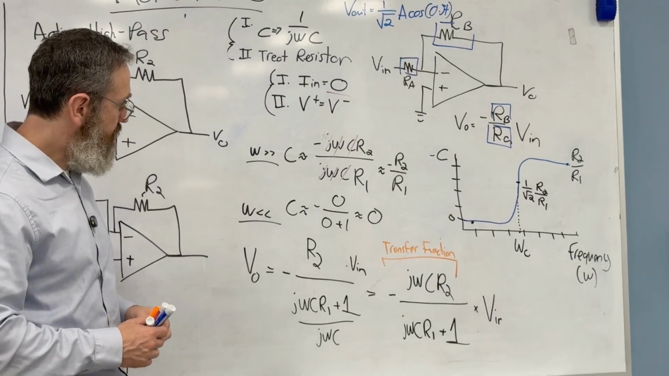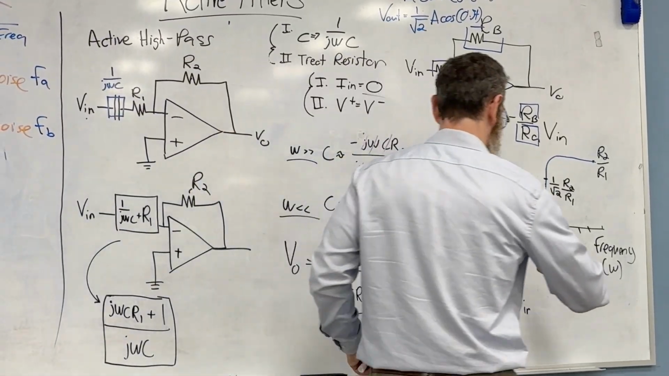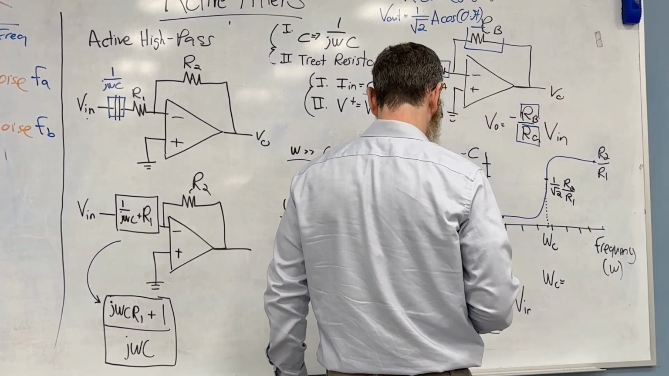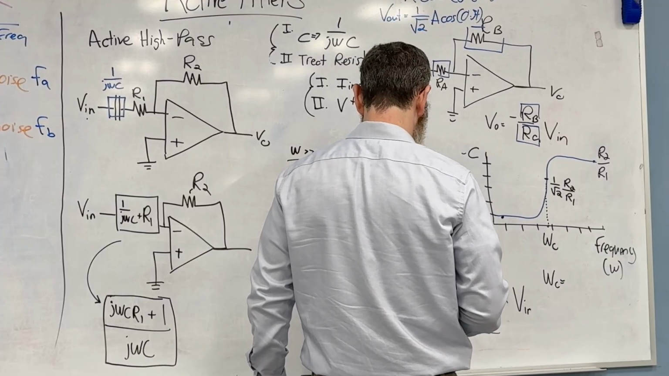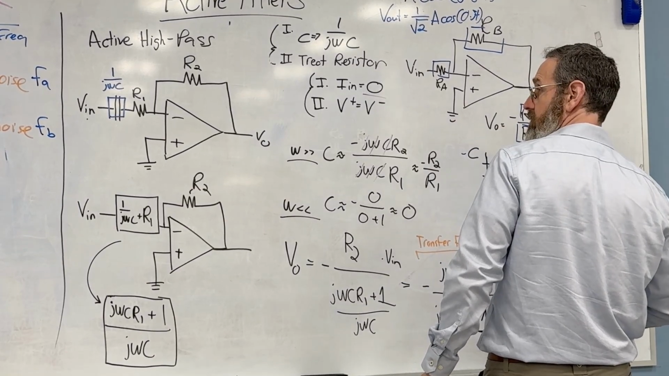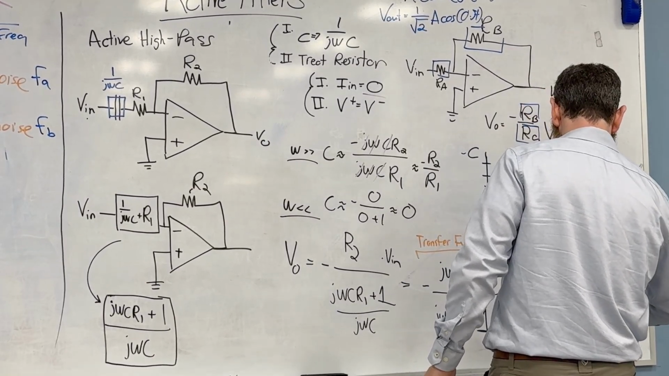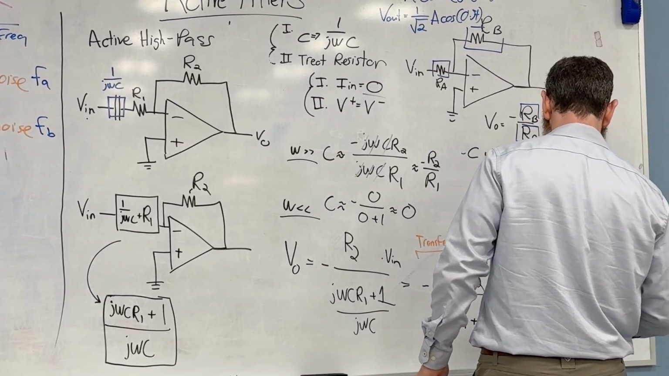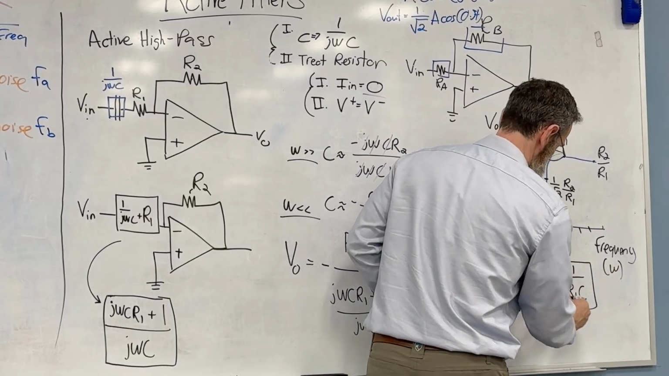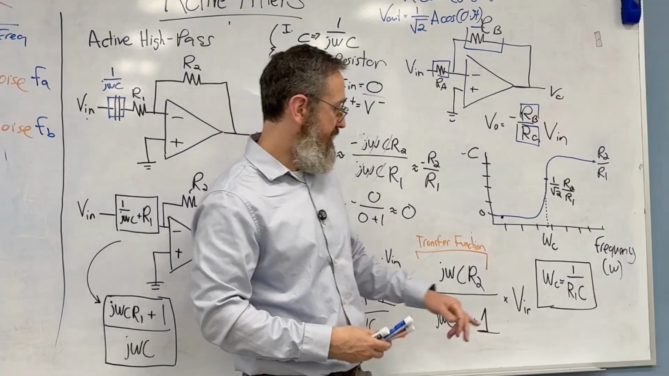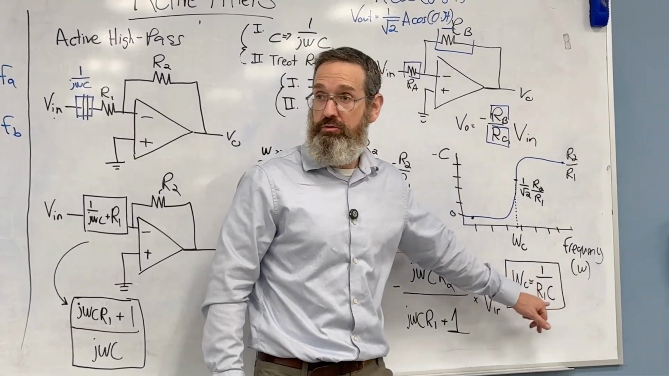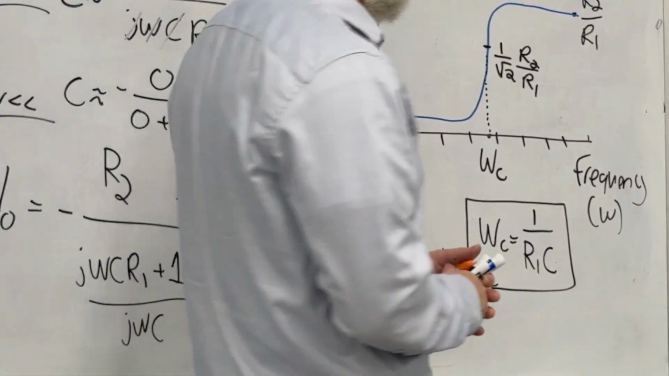And the cutoff is at 1 over R, I want to say it's going to be R sub 1 C. Hope I didn't get this wrong. Hopefully I didn't get that wrong, because there's 2 resistors, okay? But I believe it's going to be at WC is 1 over, so that's going to be the cutoff in radial frequency, right, or 1 over 2 pi. All right, there's a lot going on here.